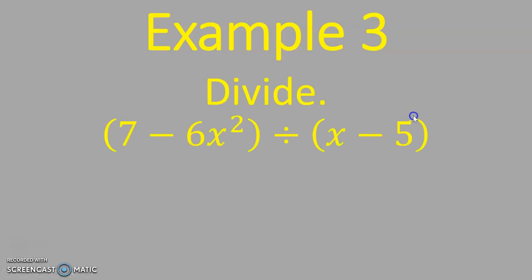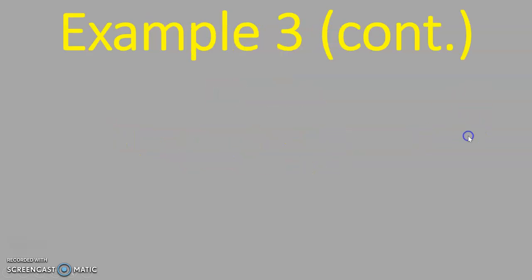This last example, this dividend looks kind of out of place here. It's not in standard form and there's gaps. So let's talk about what to do there. So notice that we not only put it in standard form, we also accounted for that missing x. So I put it in red there. We need that 0x as a placeholder.